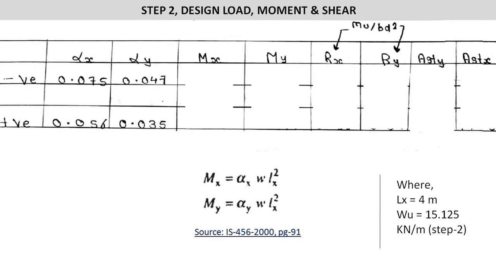Now after finding the values of alpha x and alpha y, we have to find the values for Mx and My. We will have the formula from IS 456 2000, page number 91. Mx is equal to alpha x W Lx square, and My is equal to alpha y W Lx square, where Lx is 4, the shorter span, and W is the ultimate load, which you found in step number 2.